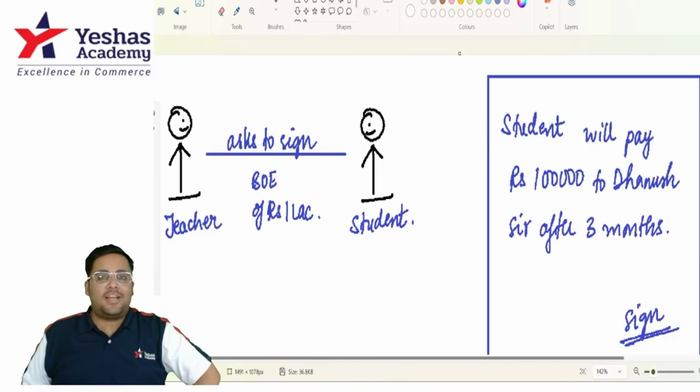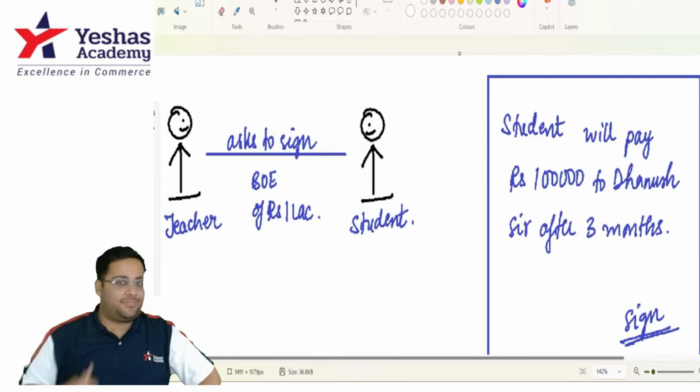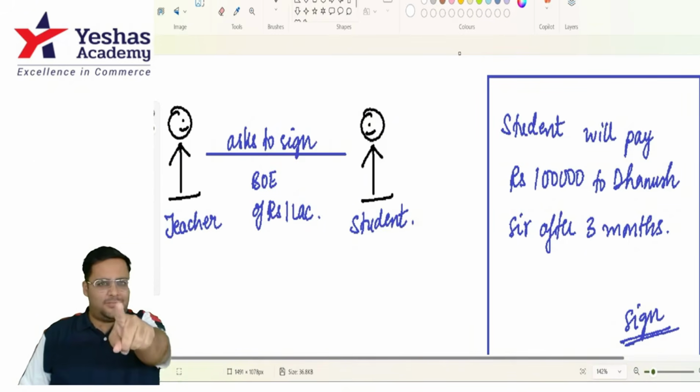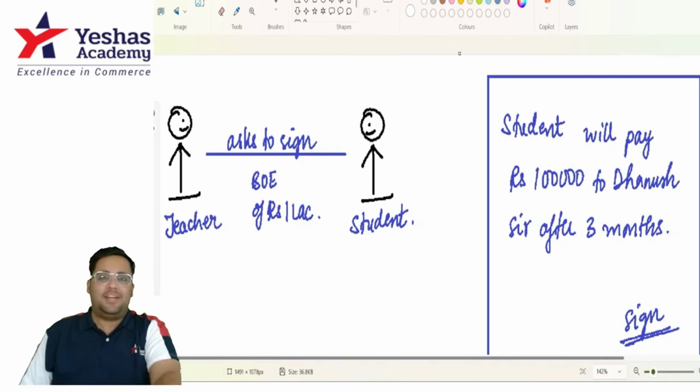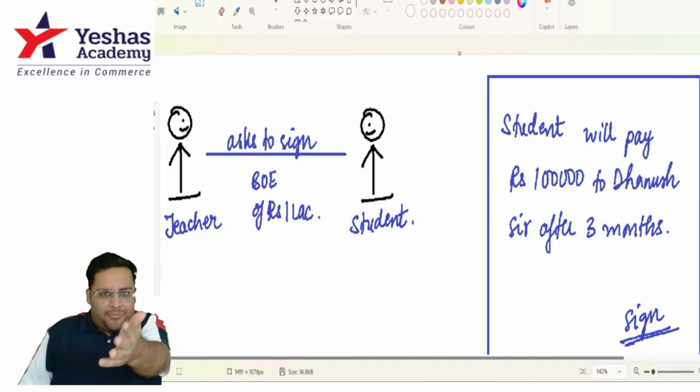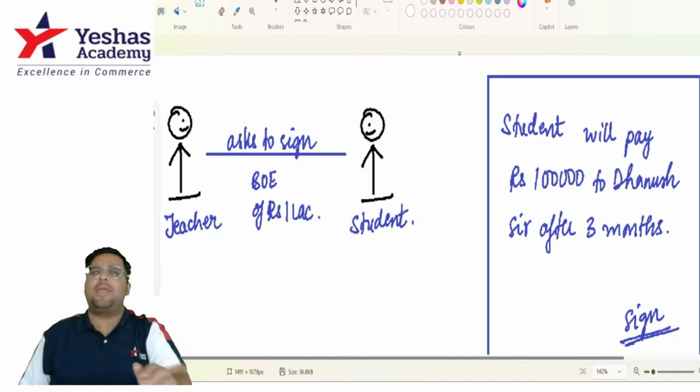You're all able to understand Dhanush sir's class. Very good. Liking Dhanush sir's teaching. Awesome. You're all Dhanush sir's friend. I'm your friend too. We're all friends. And I'm asking you to sign on a piece of paper. Dear friend, please sign on a piece of paper. In the piece of paper on the right side, I've written, student will pay 1 lakh to Dhanush after 3 months. And trust me, you're my friend. I'm not going to ask you to pay me 1 lakh.